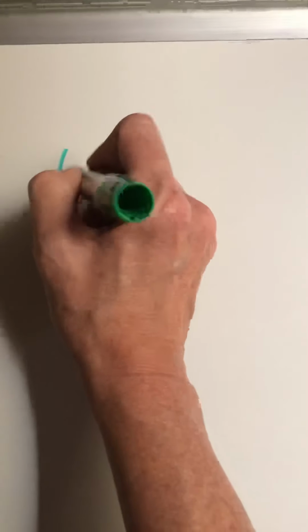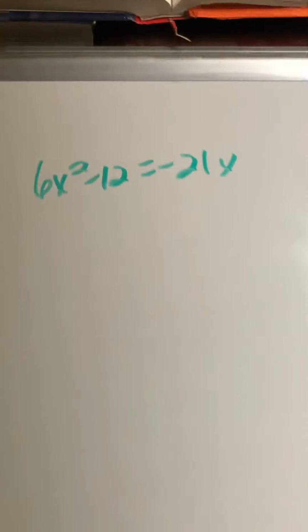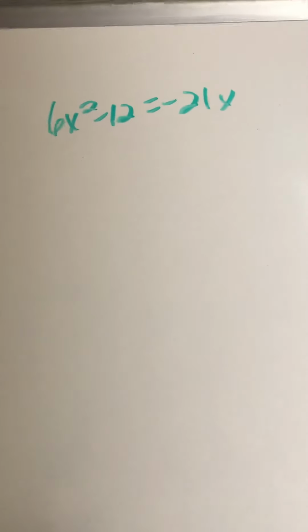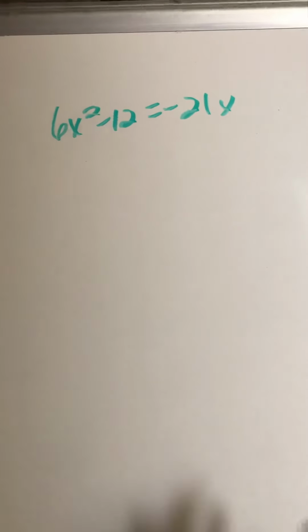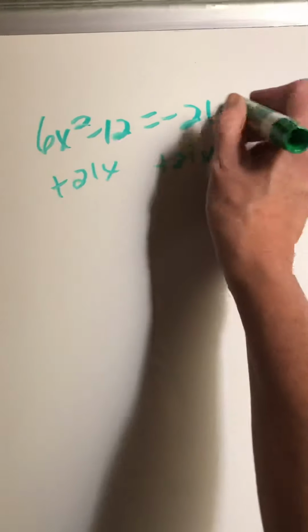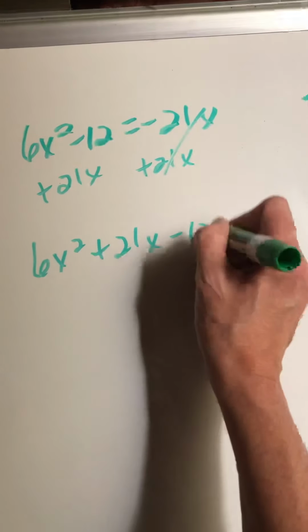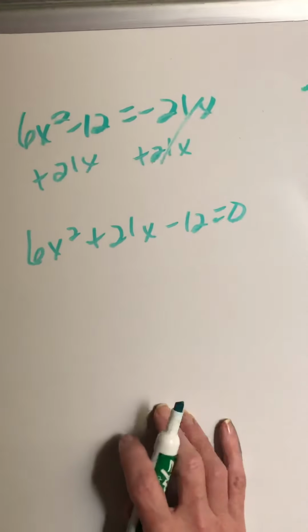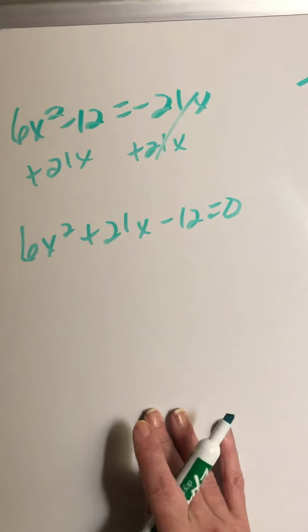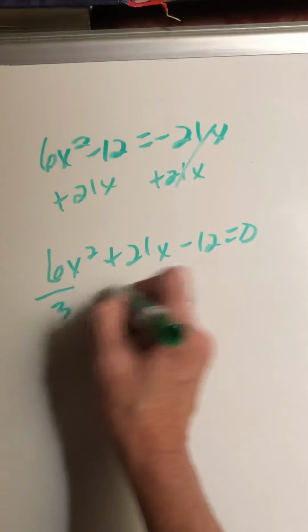So let's see, 6x squared minus 12 equals negative 21x. I know I'm doing a lot of these, but I just want to show you lots of different examples of what you might see, okay? So I'm going to add 21x, and I get 6x squared plus 21x minus 12 equals 0. And I do notice on this that I can take a 3 out. I can't take a 6, but I can take a 3 out of them all.